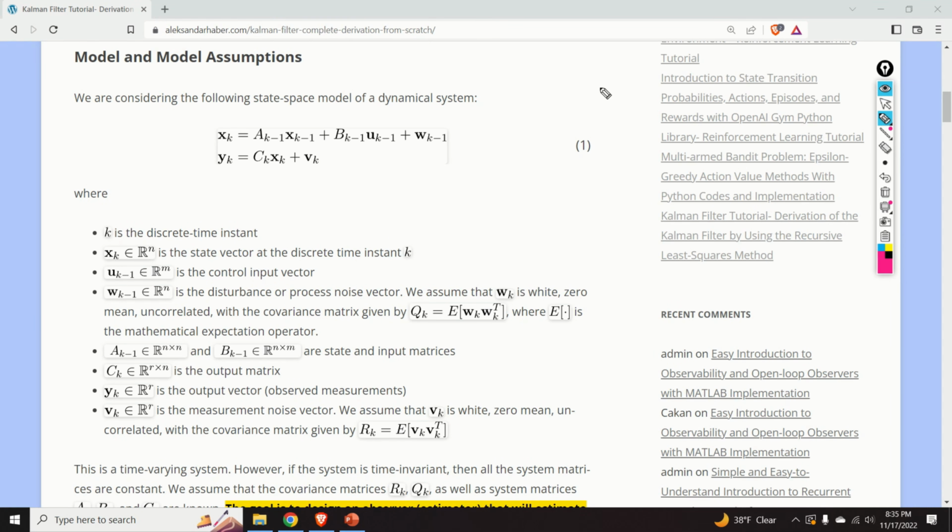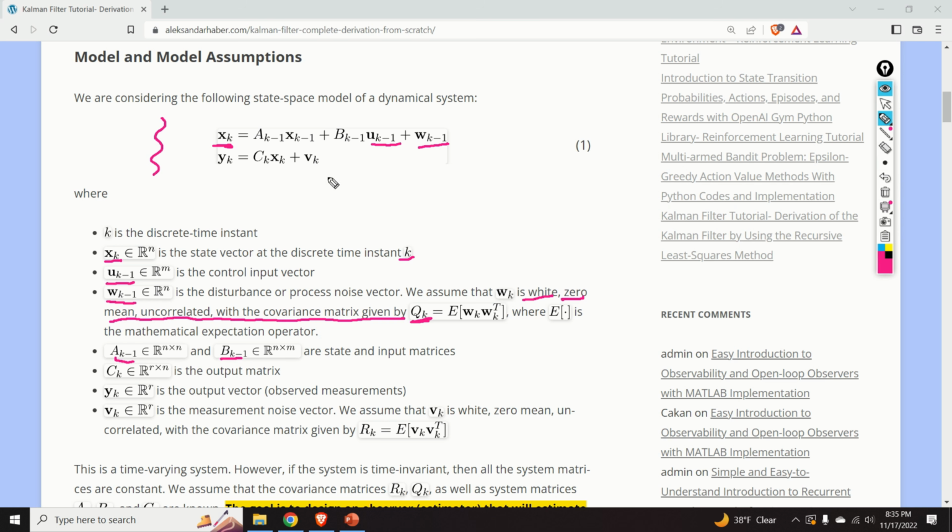We are considering the following state space model of a dynamical system. k is the discrete time instant. Xk is the state vector at the discrete time instant k. Uk-1 is the control input vector. Wk-1 is the disturbance or process noise vector. We assume that Wk is white, zero mean, uncorrelated with the covariance matrix given by Qk. We assume that this covariance matrix Qk is known.